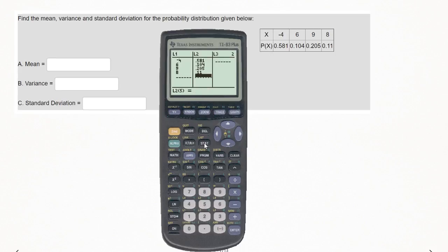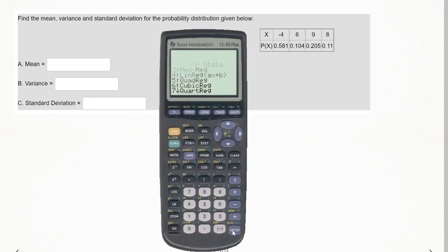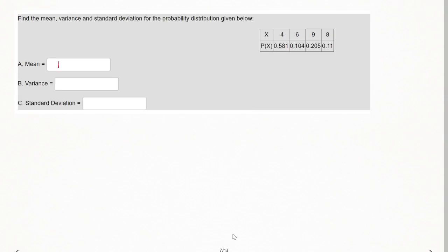Okay, now from there we go to stat, go to calculate the one var stats, and then we click second L1, second L2, hit enter, and then we've got a lot of our important information. This x bar is 1.025, and I'll put that in. Now we could have done that the old-fashioned way, the sum of x times p of x. Remember, that's the same thing. So this would have been the summation of x times p of x.